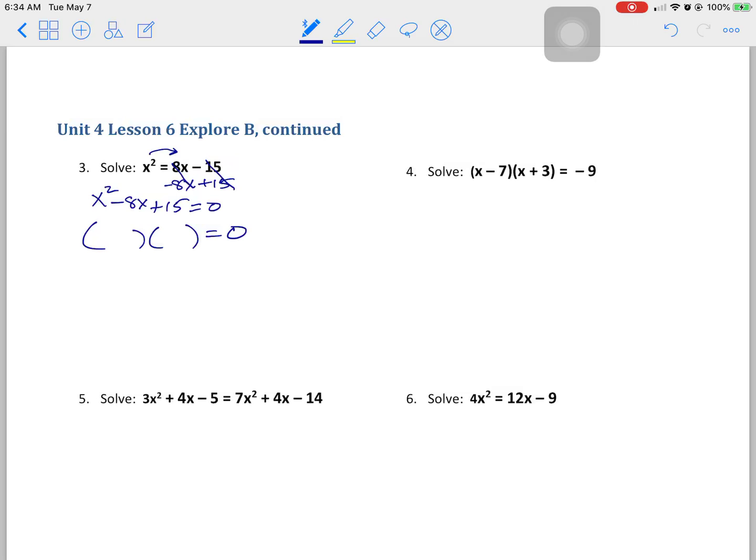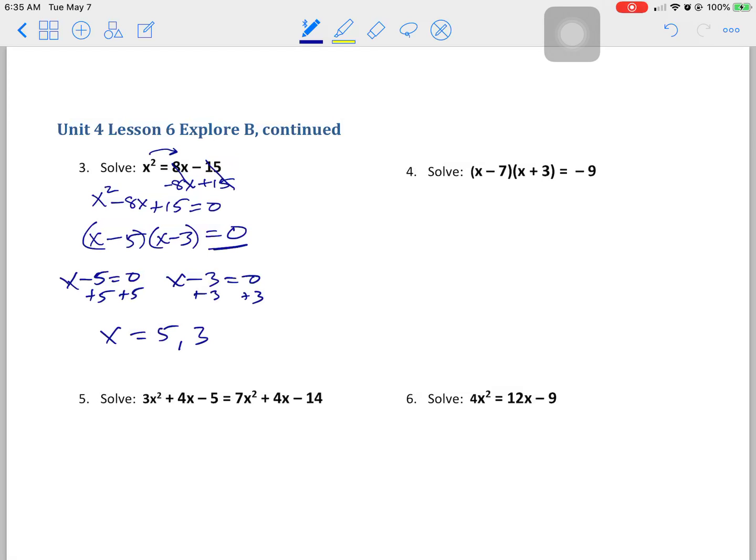This is an easy guess and check because there's no number in front. The a is 1. So x, and then there's a negative and a positive. That makes that double negative. Factors of 15 that add up to 8. So 5 and 3, or 3 and 5, whichever. That gets us to there, and because this is an equation, we need to set each factor equal to 0 and solve. So x can be 5 or 3 for this one.